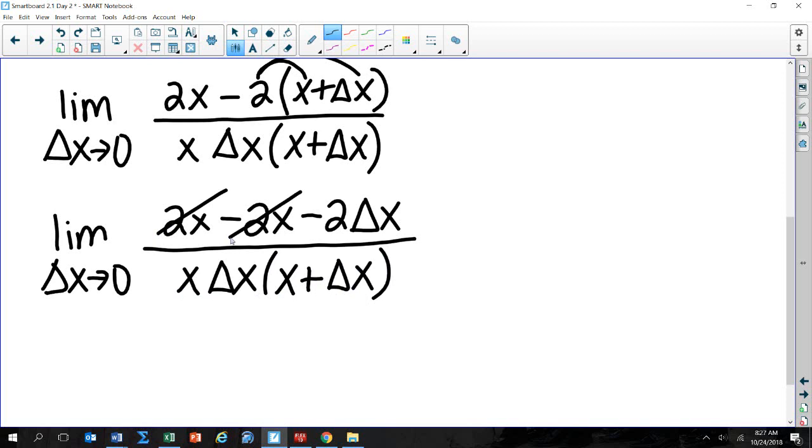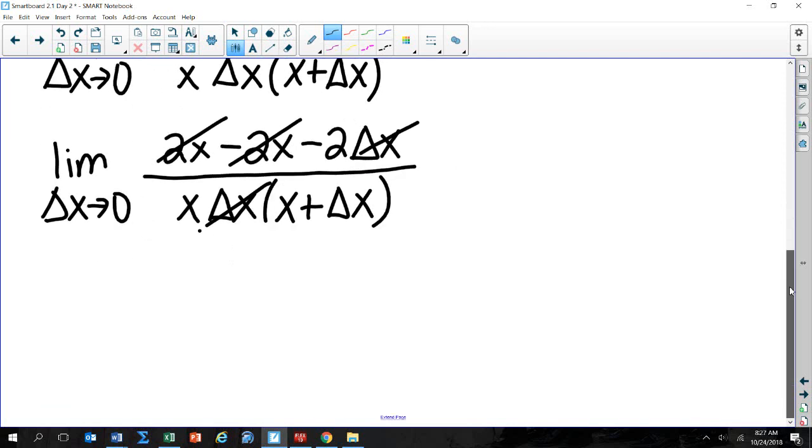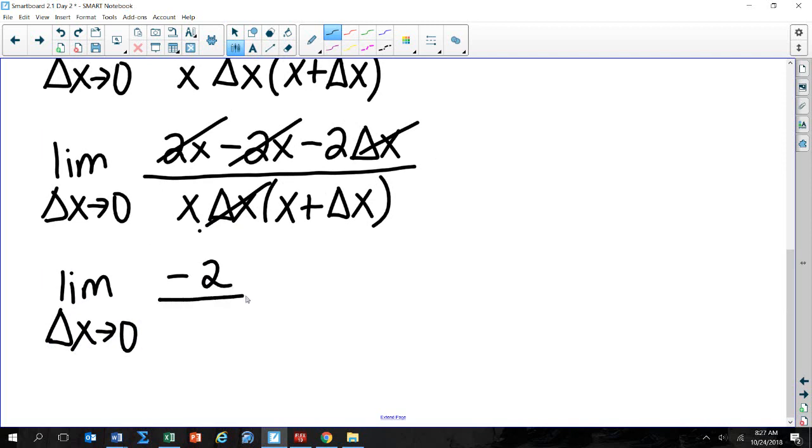So you can see once I get rid of the 2x minus 2x, what else is going to cancel? The delta x's are going to end up canceling, right? Alright, so then I'm going to have the limit as delta x approaches 0 of what's left? The -2 up top, and the bottom we have x, and then x plus delta x.